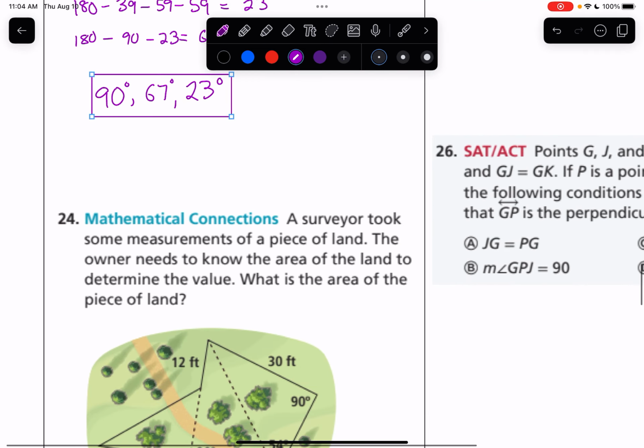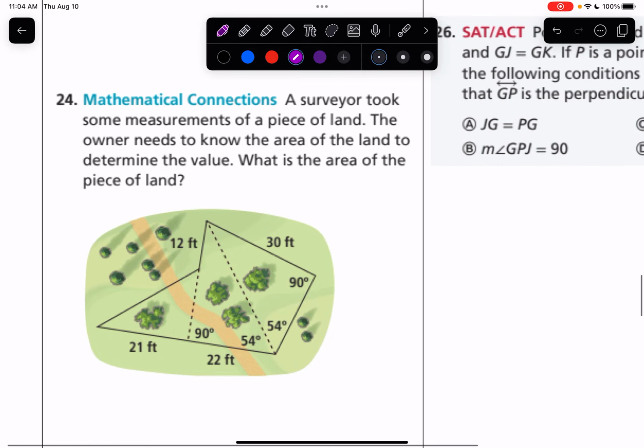All right, number 24. A surveyor took some measurements of a piece of land. The owner needs to know what is the area of the land to determine the value. What is the area of the piece of land? All right, let's find out some information here. I can see that this is a 90-degree angle, which makes calculating the area really easy.